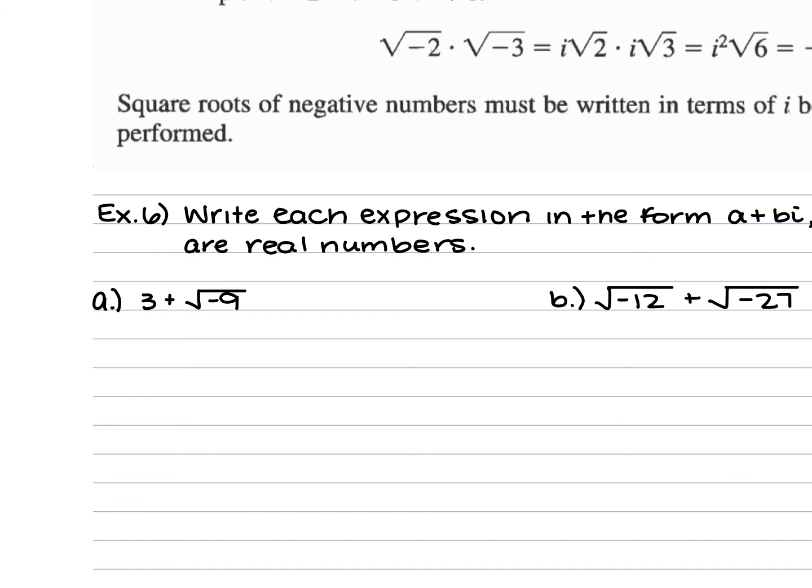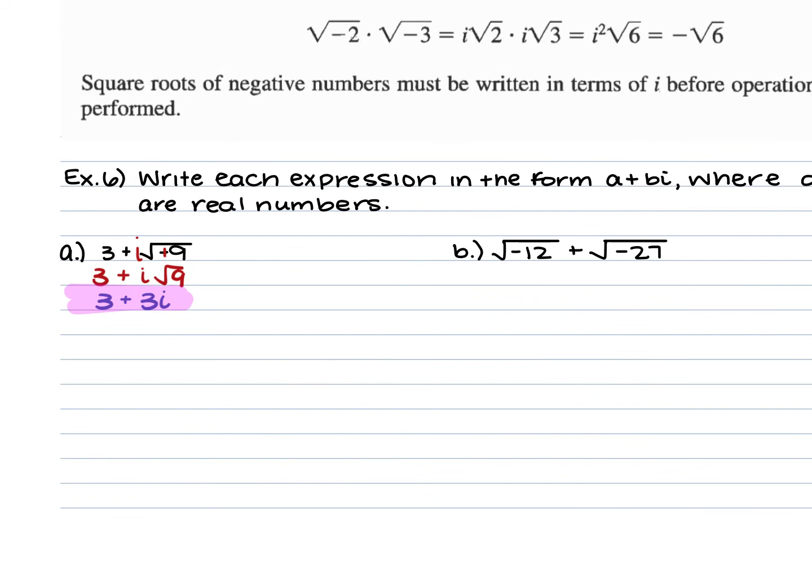So if you look at example A, we have 3 plus the square root of negative 9. The negative comes out as an i, so it's just 3 plus i square root 9. You know the square root of 9 is 3, so we're going to have 3 plus 3i. And whenever you do this, your real number will go in front of that imaginary number of i. So when you write this, whatever your radical simplifies as, the i comes after it.